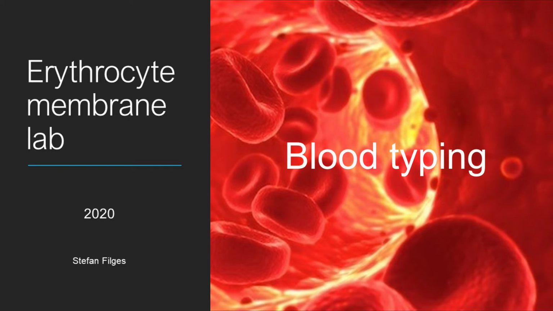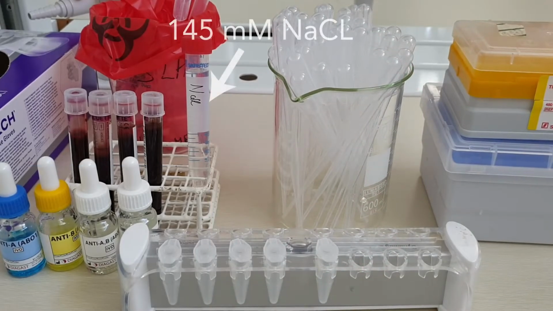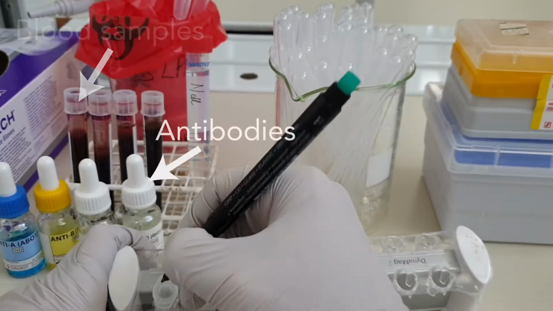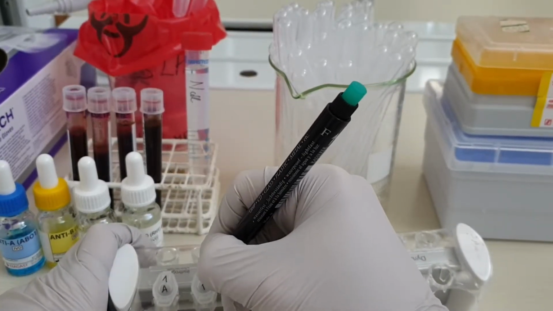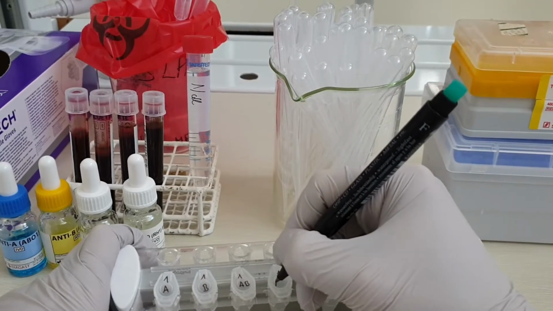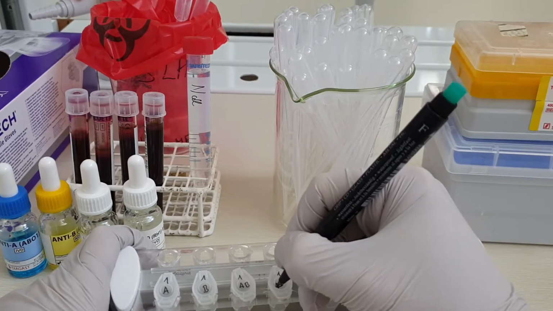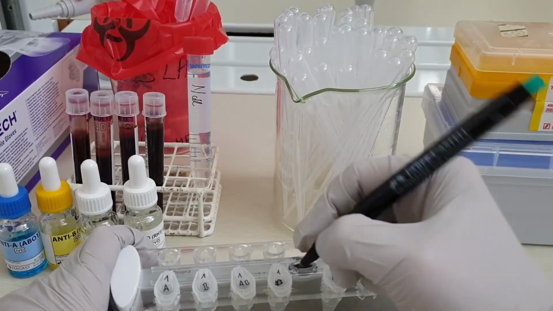Hi, in this video I'm going to demonstrate how to determine ABO blood groups. Before we can start, we need to have a few things ready. 145 millimolar sodium chloride, blood samples, and blood typing antibodies. So for this first sample I will label 5 microcentrifuge tubes, one for each antibody, and a negative control. We're going to test our blood against anti-A, anti-B, anti-AB and anti-rhesus D antibodies.